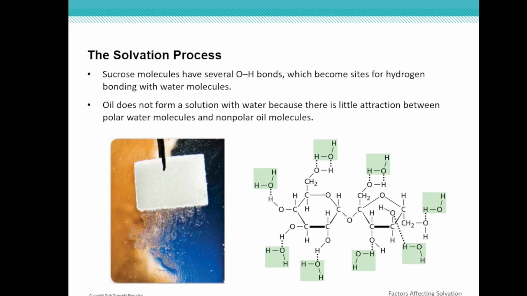So the salt had the positives and the negatives, allowing it to interact with the polar water molecules. The sucrose has the OH groups, allowing it to interact with the water molecules. But something like oil, which would just be a long chain of carbons and hydrogens, having no polar regions in it at all, is not going to be able to interact with the water. I think you know that if you were to pour some oil in water, it's going to sit on top, and it will have very little interaction with the water.